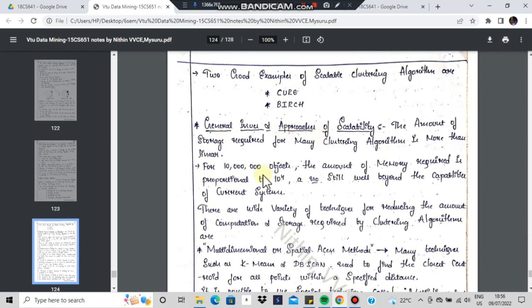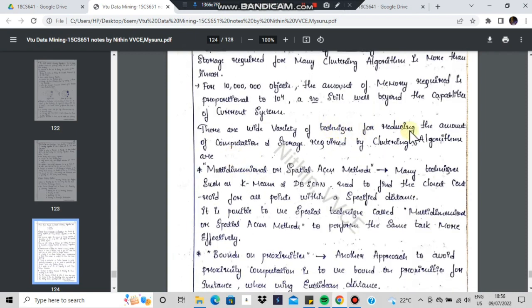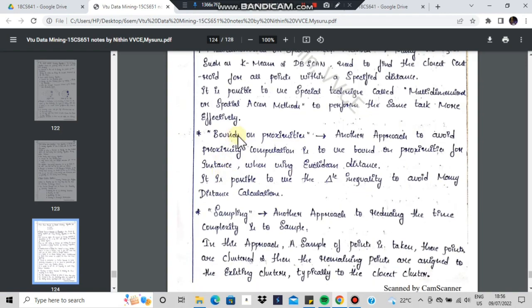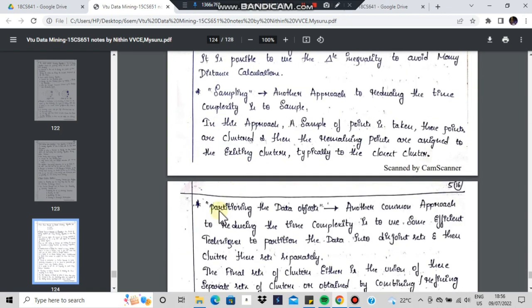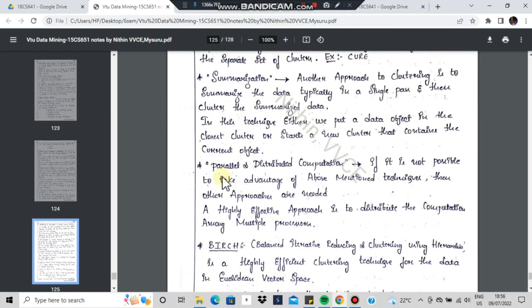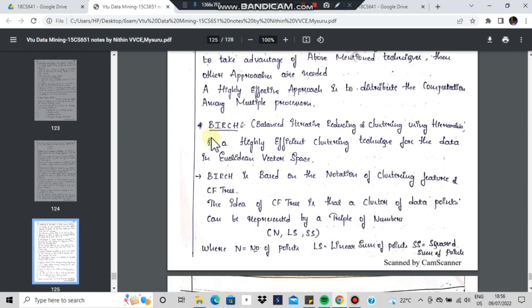Some general issues are as follows: the amount of storage required will be more, and there are a variety of techniques for reducing the amount of computation and storage required: multidimensional bounds on proximities, sampling, partitioning and summarization, and parallel and distributed computation. You can go through this to get more information, but now you have a brief overview of what the issues are. Next we have BIRCH and CURE.